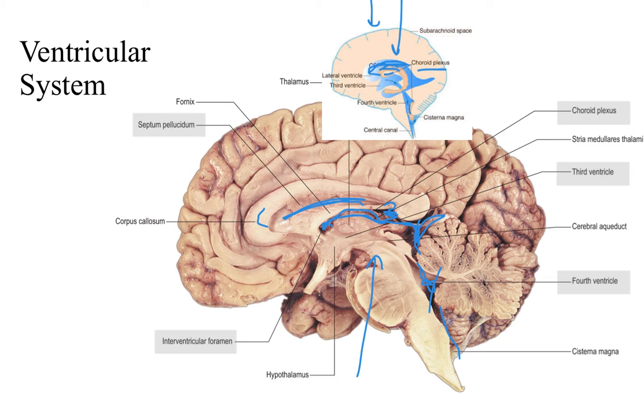All right, there's a hole between ventricles right here called the interventricular foramen, and that is the hole through which cerebral spinal fluid can pass back and forth. And this septum pellucidum is a thin membrane between the two cerebral hemispheres, the two lateral ventricles.